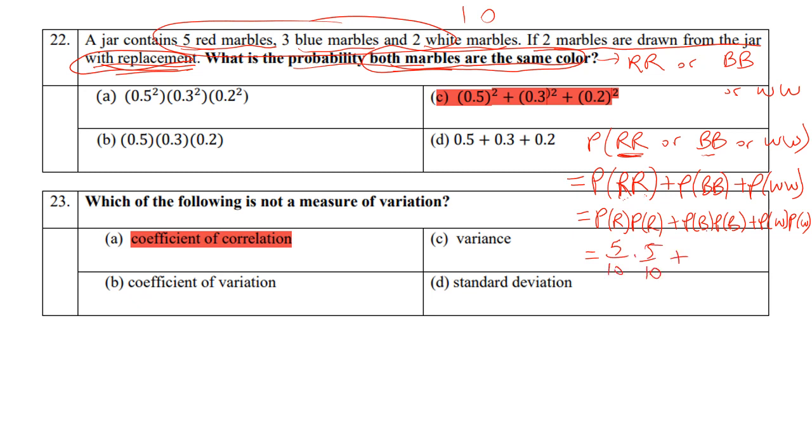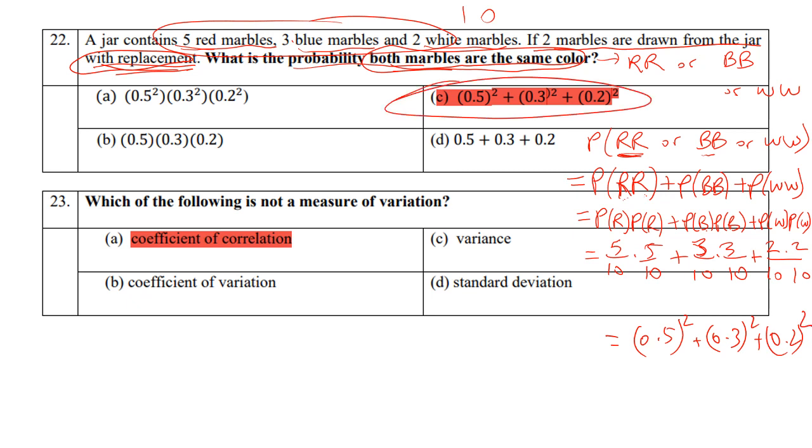And then blue, it's 3 over 10, 3 over 10. Because each time, when you replace the marbles, you will get 10 again. So W is 2 over 10 times 2 over 10, which makes 0.5 squared, 0.3 squared, and 0.2 squared. So this will be the answer then.